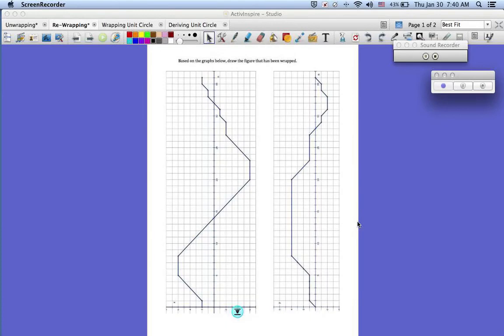Back again today, and we'll be doing a rewrap. So we've been given a graph that's been unwrapped, as you just saw in the last video on how to unwrap. We're going to take this and wrap it. We're going to put it onto a graph.